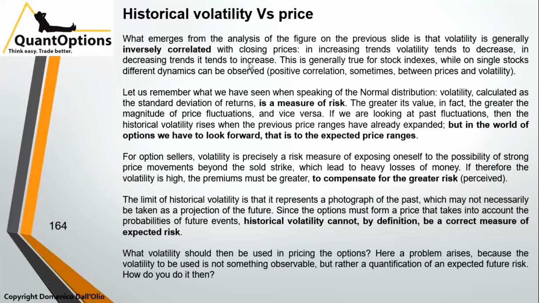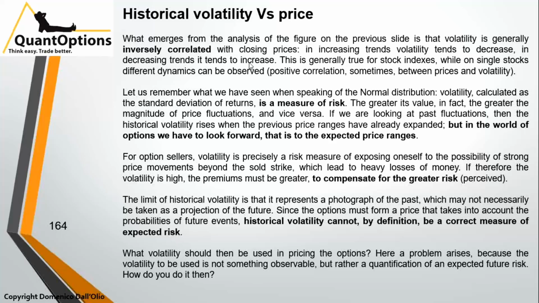If, therefore, the volatility is high, the premiums must be greater to compensate for the greater risk perceived. The limit of historical volatility is that it represents a photograph of the past, which may not necessarily be taken as a projection of the future. Since the options must form a price that takes into account the probabilities of future events, historical volatility cannot, by definition, be a correct measure of expected risk.